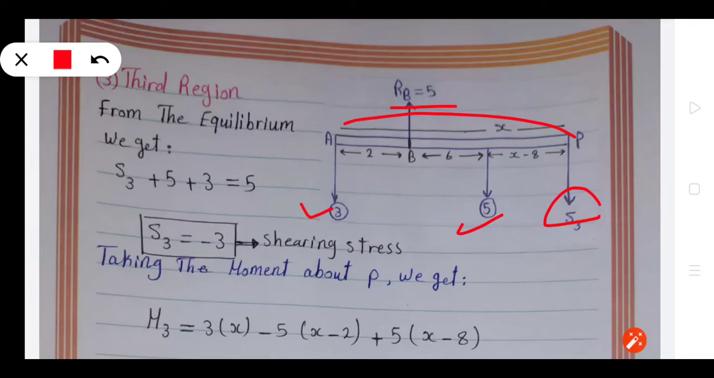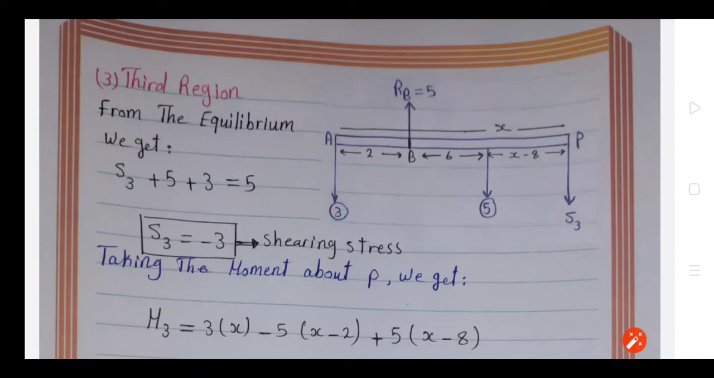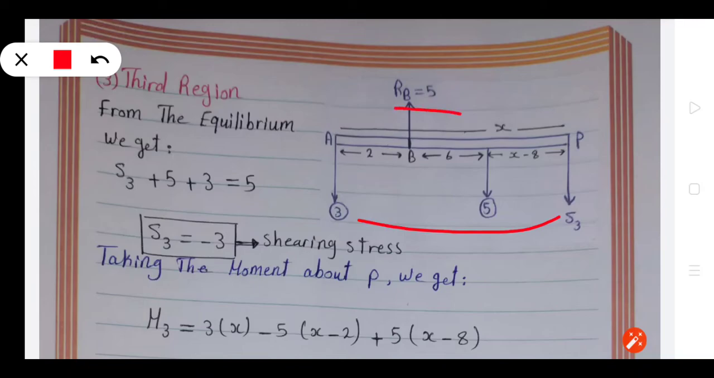Studying the equilibrium for this part, then S3 plus 5 plus 3 equal 5. Then we have S3 equal negative 3, shearing stress. To find bending moment M3, we will take a moment about point B. We have 3 forces, M and 3 and 5.